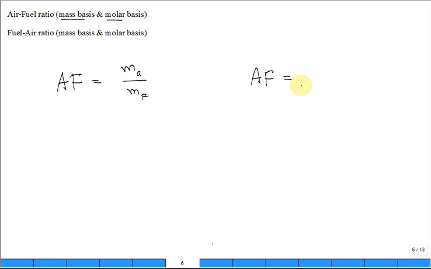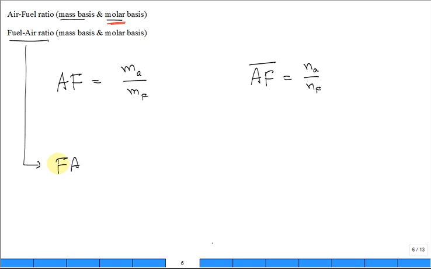And what do you think they do to this to make it a different symbol when it's a molar basis? They put a bar over it. So they say, oh, this is a molar air-to-fuel ratio. And the molar air-to-fuel ratio is defined as the number of moles of air to the number of moles of fuel. All right, and then guess what the fuel-to-air ratio is? Guess what symbol they use?